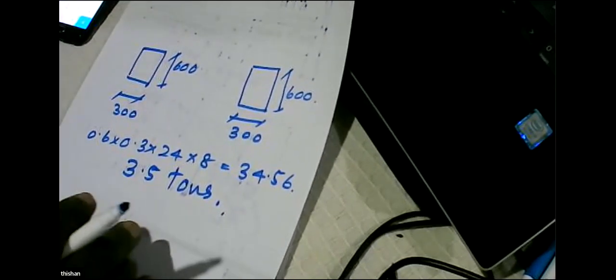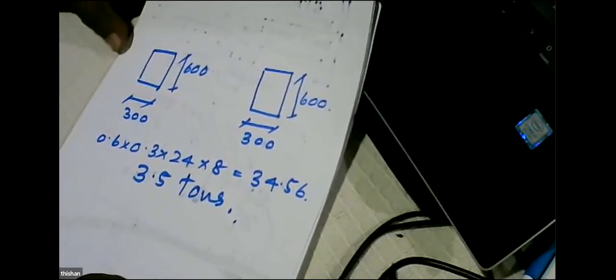34.56 kilonewtons or 3.5 tons. The weight of the beam is 3.5 tons. So you can see you can easily hire a 5-ton crane and lift the beam. It's not a major problem.